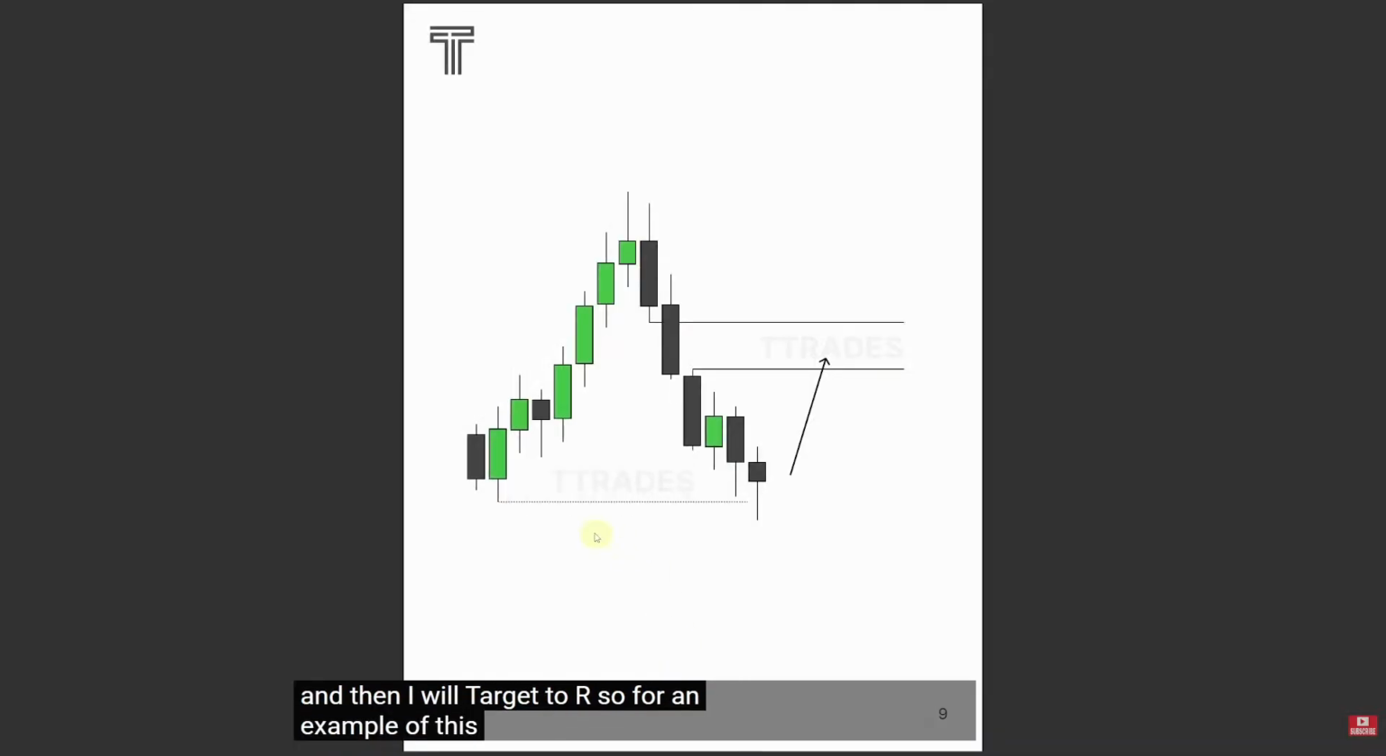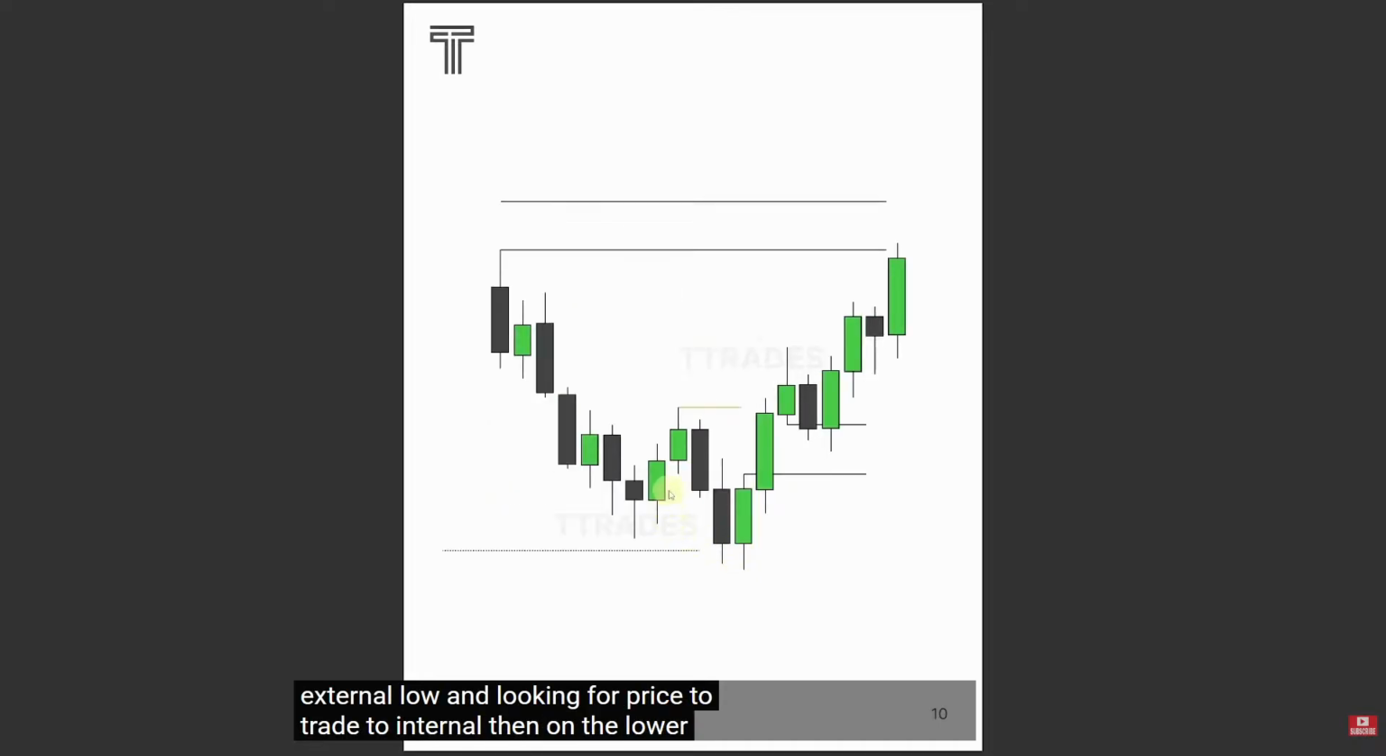So for an example of this, when we swept this external low and looking for price to trade to internal, then on the lower time frame, we get a market structure shift, a fair value gap, and targeting 2R on the way to this fair value gap. Let's go ahead and hop into TradingView and go over a few examples of this.